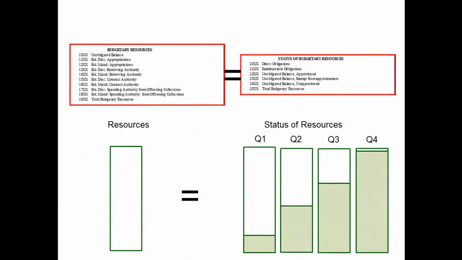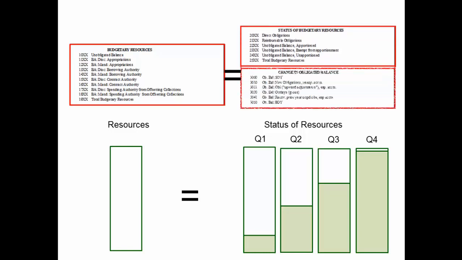We established that budgetary resources have to equal the status of budgetary resources. It's important to note that the change in obligated balance we've been discussing is also a change in the status of the budgetary resources, from being unpaid to being paid. So we can see in this diagram where the light green, that is, unpaid obligations, turn to dark green, paid obligations. The amount of budgetary resources is not changed, just the status, so the equation remains equal.